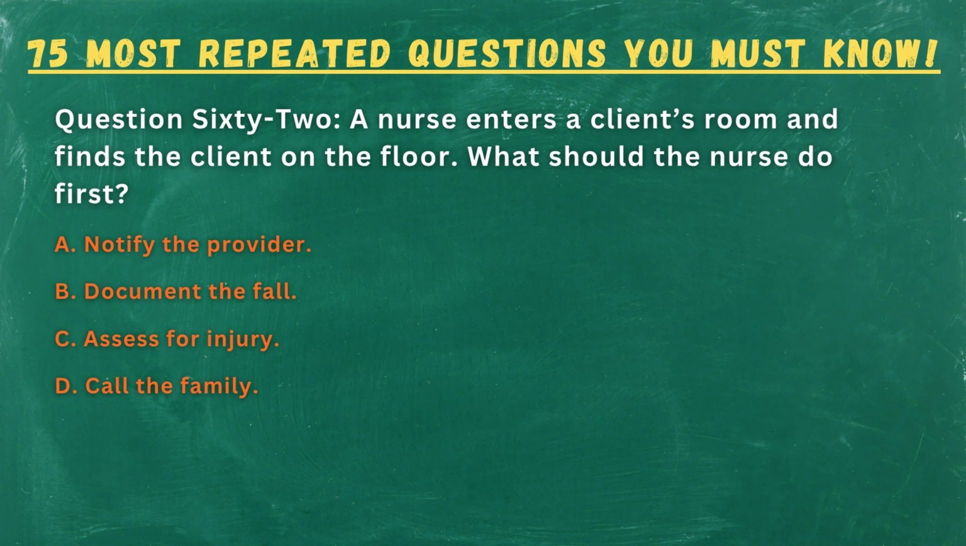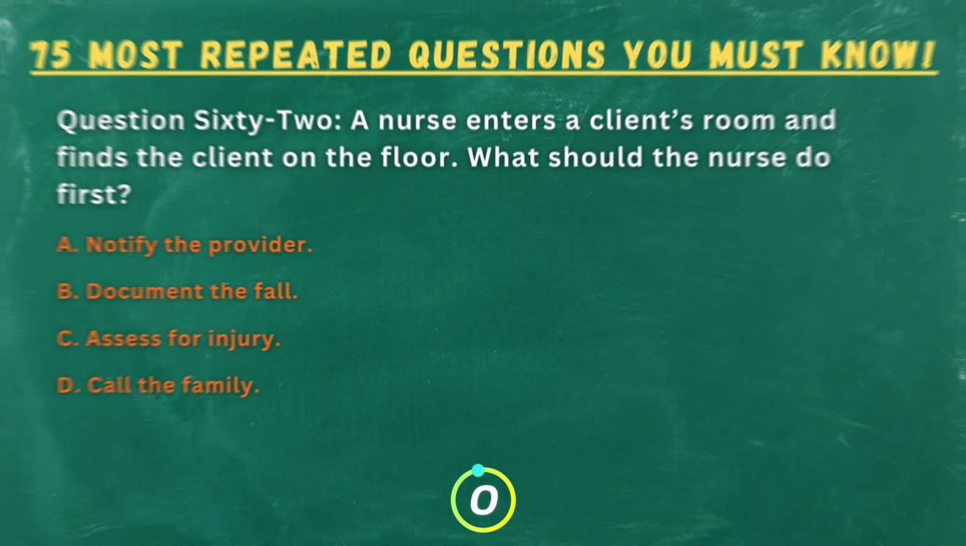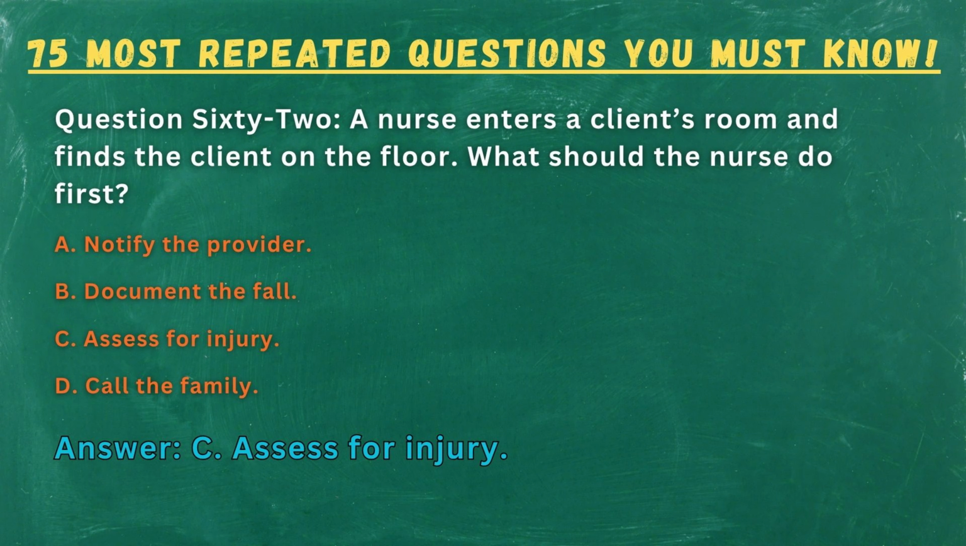Question 62. A nurse enters a client's room and finds the client on the floor. What should the nurse do first? A. Notify the provider. B. Document the fall. C. Assess for injury. D. Call the family. Answer: C. Assess for injury.